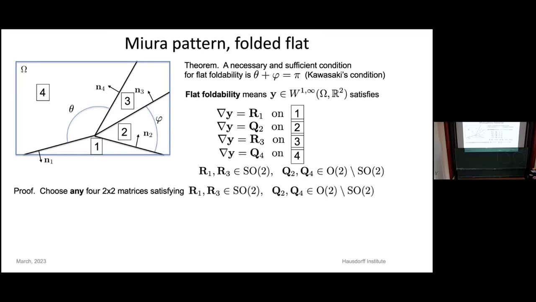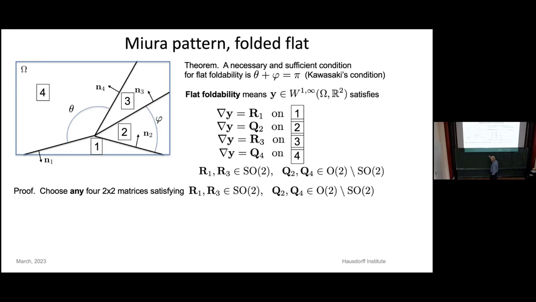So I'm looking for matrices R1, Q2, R3, Q4. R1 and R3 are in SO2, and I'm going to alternate between those as I go around in this domain. So, for example, I could have R1 here, let's say. I can't put anything else on SO2 because that would violate Liouville's theorem. But I could have something else over here, and I say it's Q2. But then the point is the region with R1 and Q2 would have to be compatible.